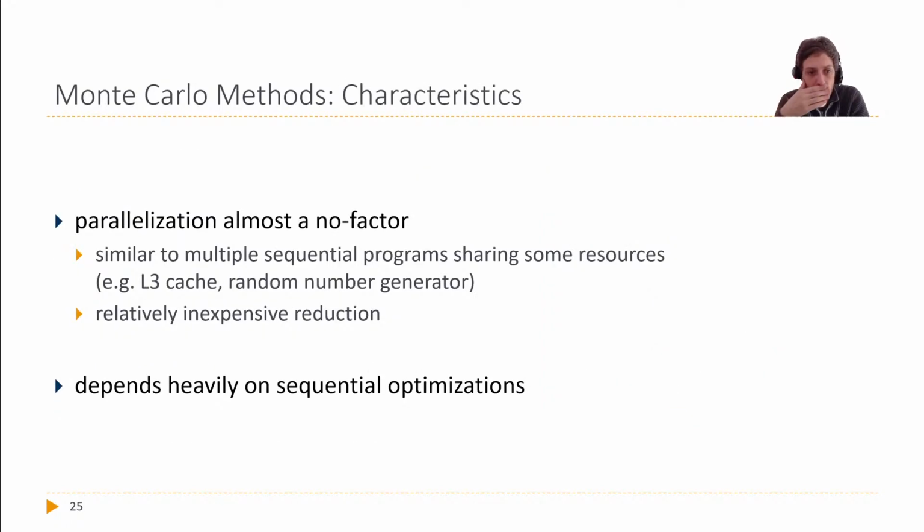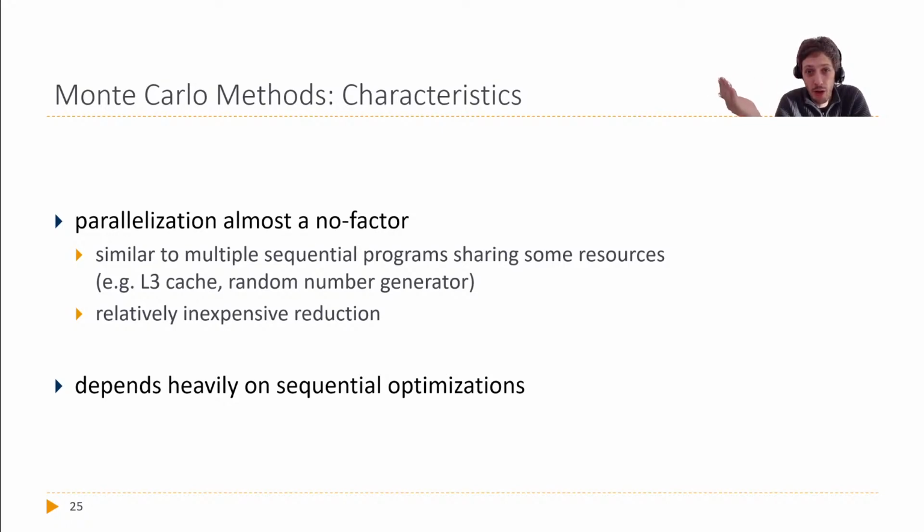What are the characteristics? Well, I've already mentioned that, and it's quite fast because we did it in the Proseminar. Parallelization is almost no factor because there's very little overhead. Basically, it's the same as running multiple sequential programs. The only thing you have to worry about is that they share some resources. For Pi, the cache was not really that important. I mentioned it as an example here because why?